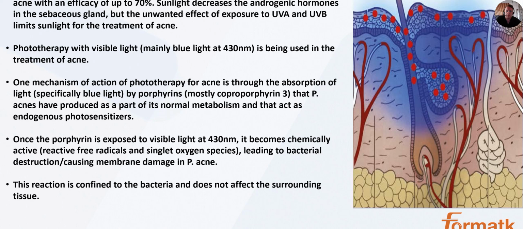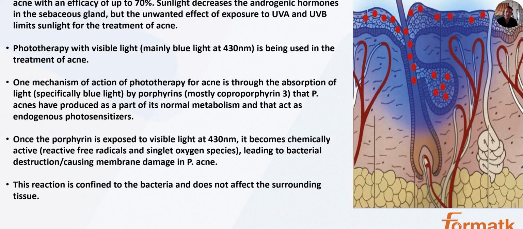Exposure to sunlight was reported to be highly effective to treat acne, with an efficiency of up to 70%. Sunlight decreases the androgenic hormones in the sebaceous gland, but the unwanted effects of exposure to UVA and UVB limit sunlight for the treatment of acne. If you have too much UVA and UVB, you might get skin cancer. So UVA directly from the sun is not that good. But we found out that phototherapy with visible light, mainly the blue light at 430 nanometers, is being used to treat acne, and we will explain why.